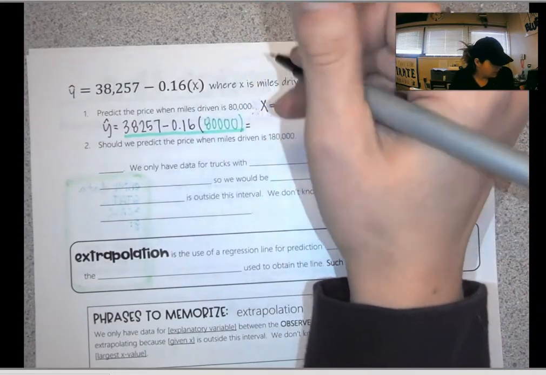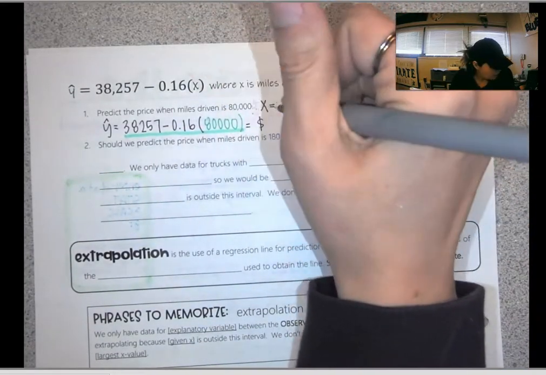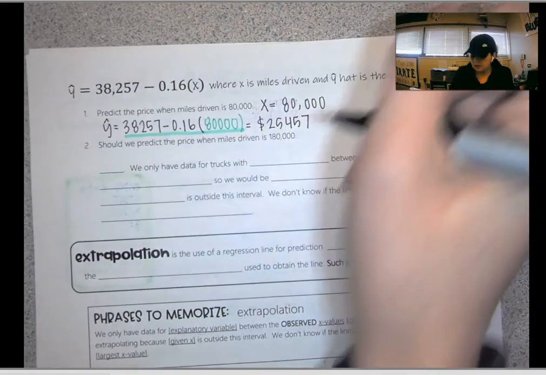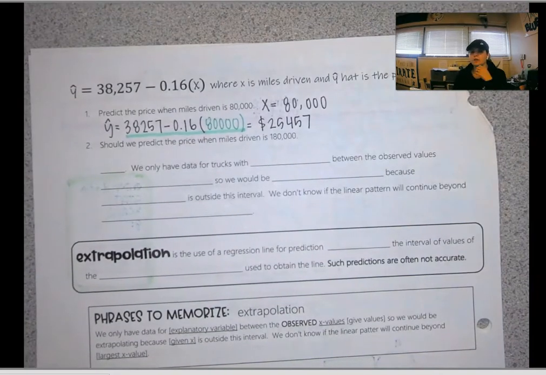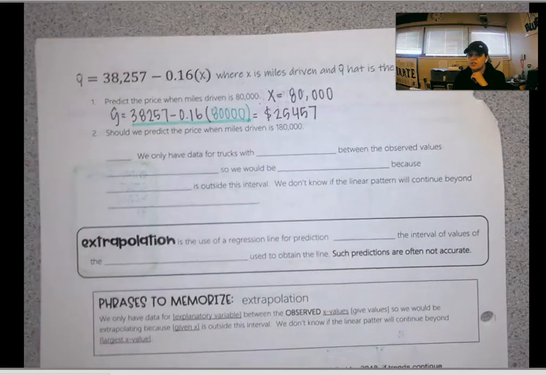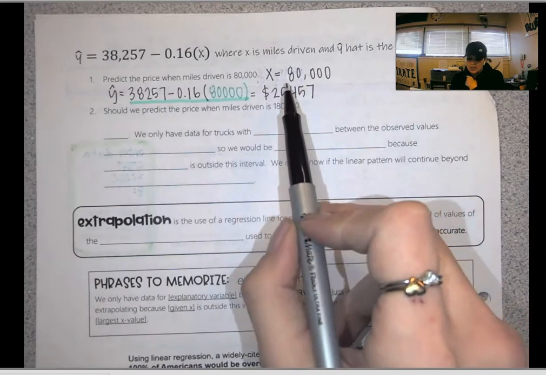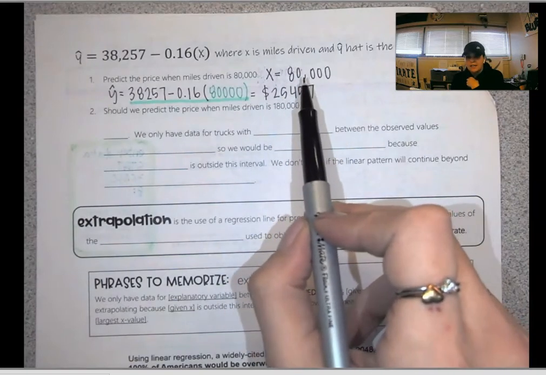When you plug this in, you get 25,457. So using the data that we observed, we can predict that a truck with 80,000 miles will cost about $25,457. So now the question is, how do we know if it's appropriate to use our regression line to predict a value? In this case, we used it to predict price at 80,000 miles.